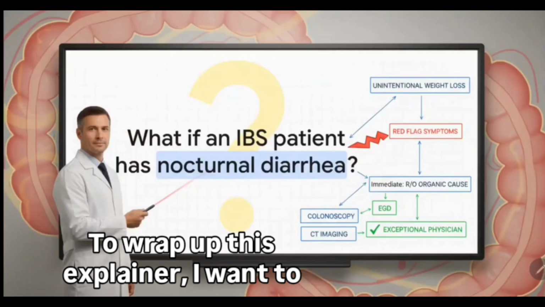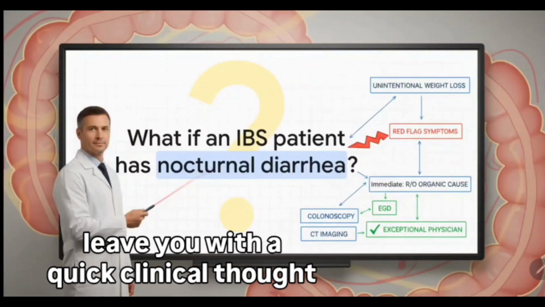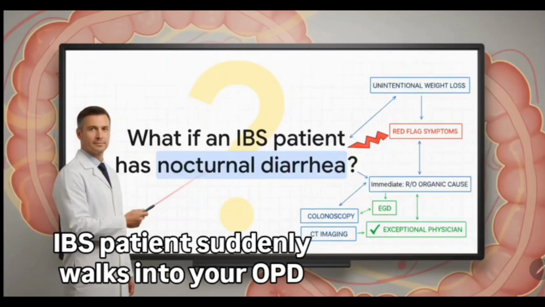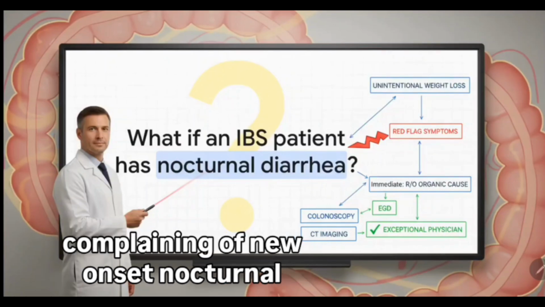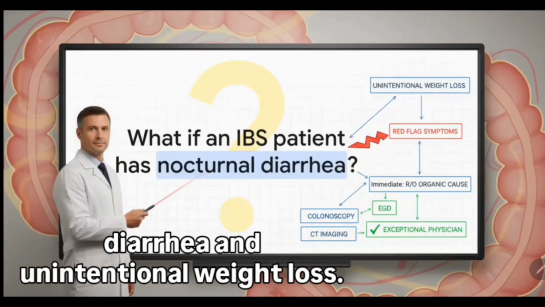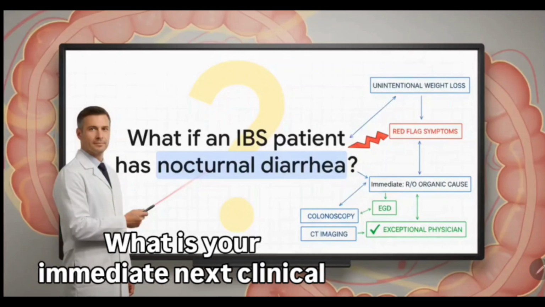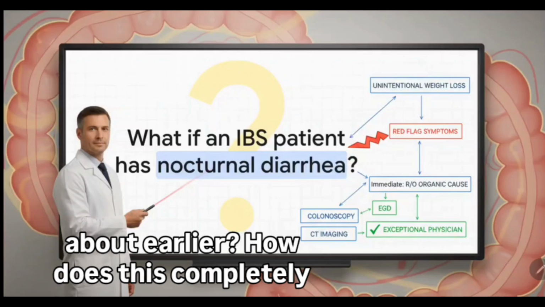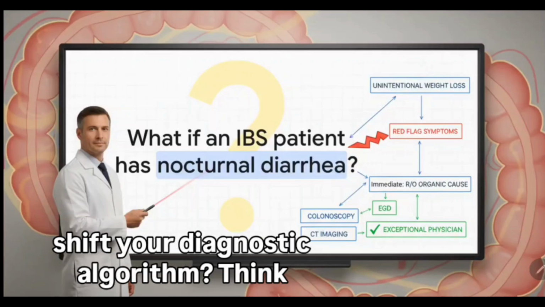To wrap up this explainer, I want to leave you with a quick clinical thought exercise. Imagine your long-term classic IBS patient suddenly walks into your OPD complaining of new-onset nocturnal diarrhea and unintentional weight loss. What is your immediate next clinical step? Remember those red flags we talked about earlier? How does this completely shift your diagnostic algorithm?